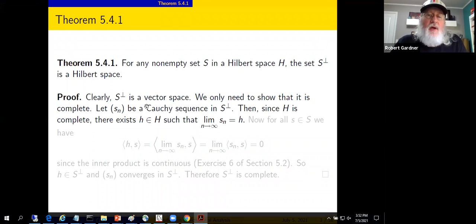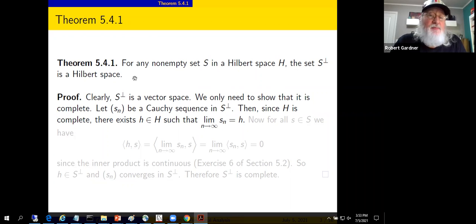Okay, S perp is a vector space. That is, it's closed under linear combinations. If I take a linear combination of vectors orthogonal to all the elements of set S, that linear combination itself will be orthogonal to all vectors in set S, follows from the linearity and conjugate linearity of inner products. So that part we'll just take as given. And all we need to show is the completeness stuff.